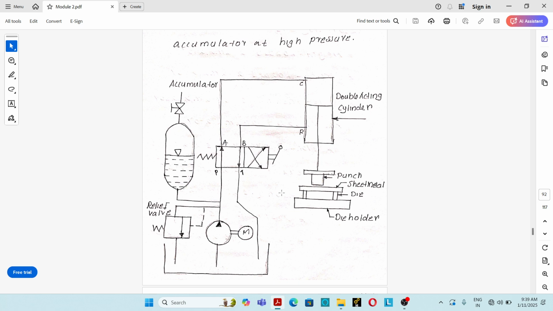As the accumulator is also supplying the energy, a small size pump will be required for working the hydraulic cylinder. A large size pump is not required because the accumulator also supplies energy to the actuator. So that's the importance of the accumulator in a hydraulic circuit. The accumulator acts as a secondary source of energy. It will store the pressure energy of the hydraulic oil, and that energy can be utilized later by the hydraulic cylinder.